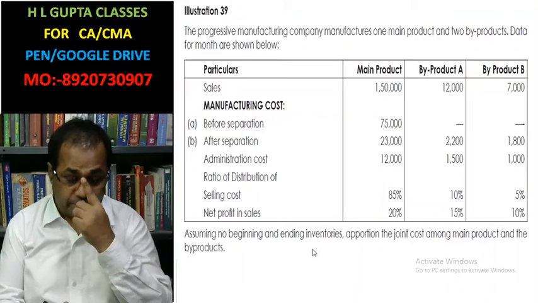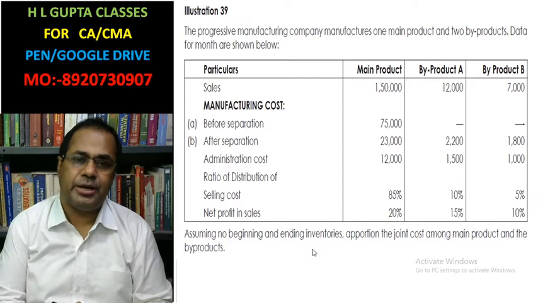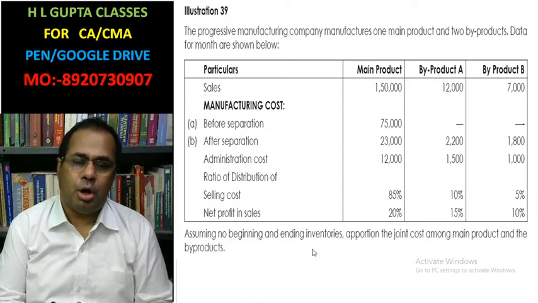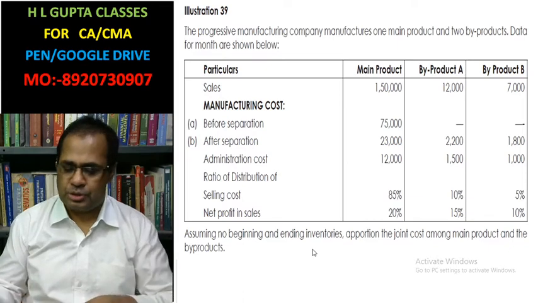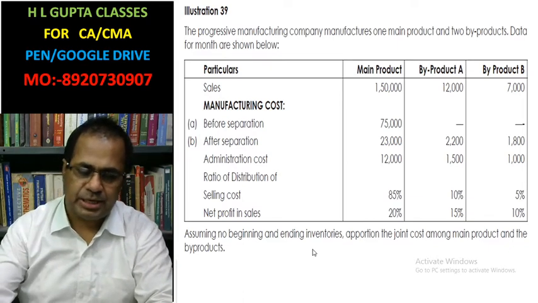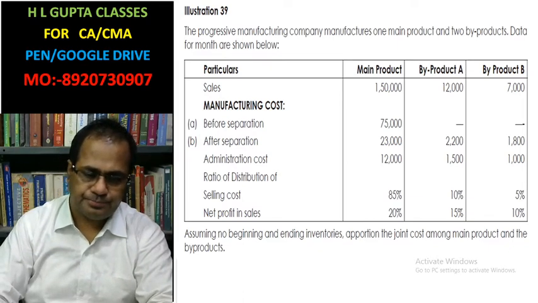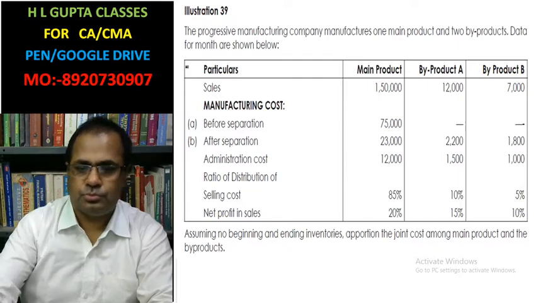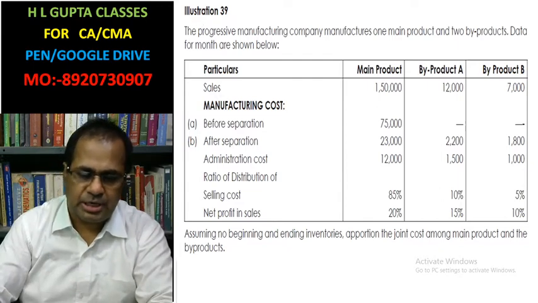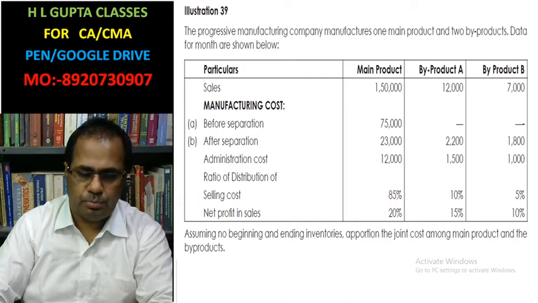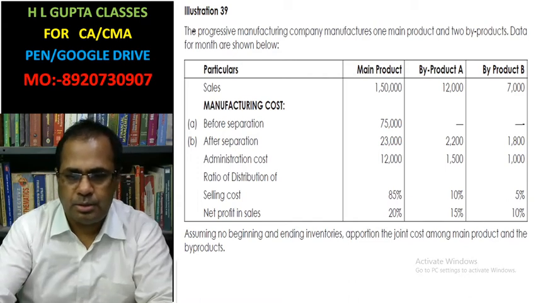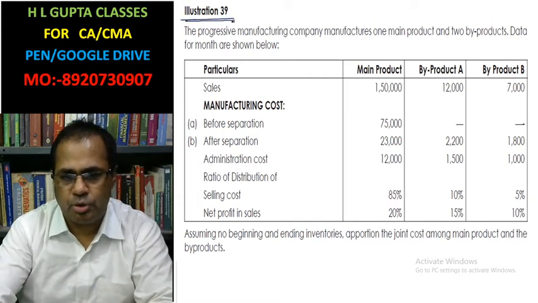I am going to make you understand illustration 39 of joint and byproduct of CMA Inter Cost Accounting. First group. Please read the question here. Illustration number 39, look at here.